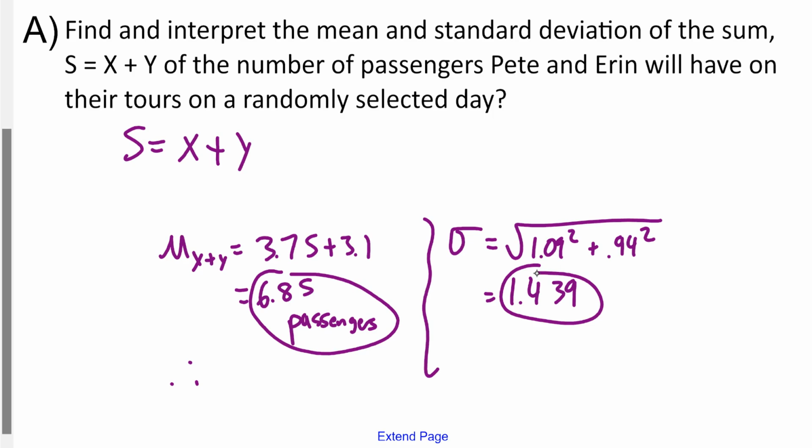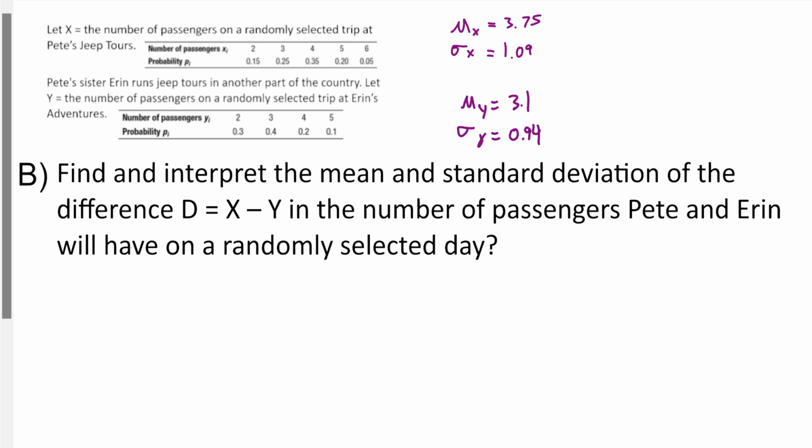We'd expect there to vary by 1.439 passengers from the mean of 6.85 on any given day. There's our explanation. Let's make it a little more difficult. Maybe not, maybe a little bit. But let's just say, same deal, find and interpret the mean and the standard deviation of the difference. So D is going to be the difference between the two. So how much different is it going to be on average? So why don't you go ahead and try those.